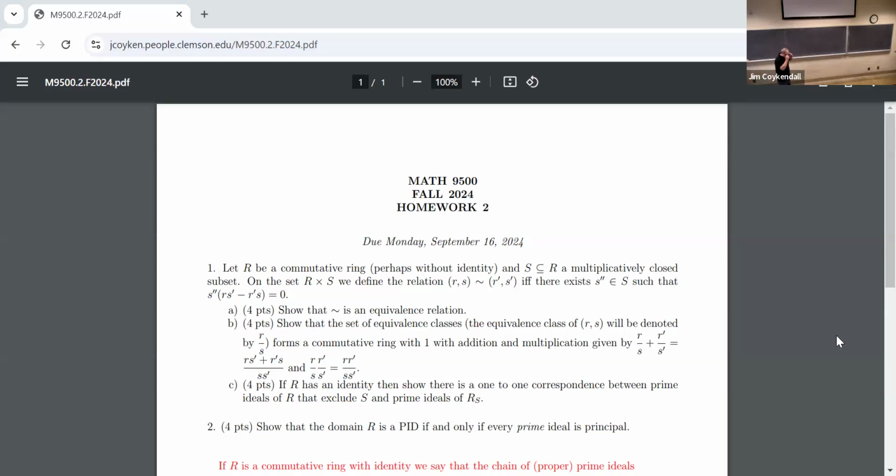Okay, so let me say something about the next. So what I want to do is talk a little bit about localizations today, but I'll probably restrict myself mostly to domains. So I'm giving you the problem set to sort out a few of the details in the more general case.